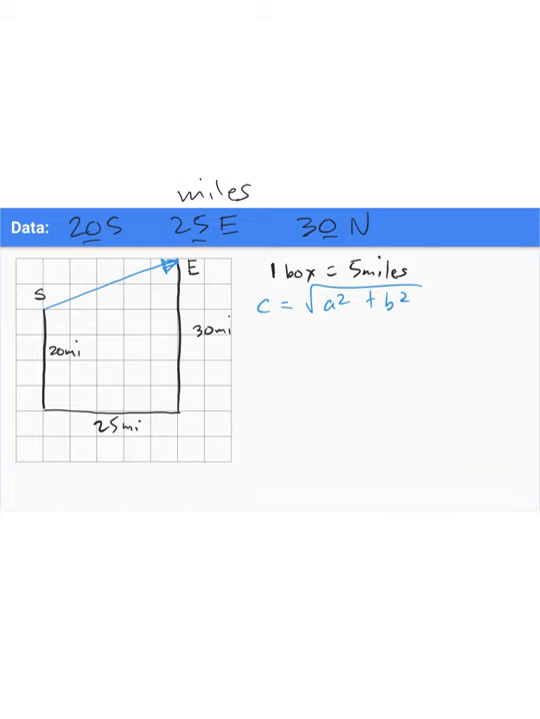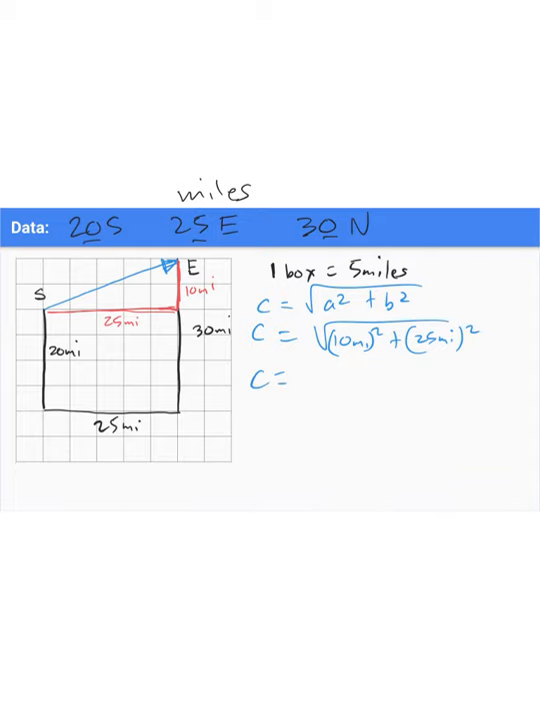Now we have to determine what is a and b. So let me grab a different color pen. So it looks like our triangle, and that blue line is those two red lines. This one has 2 boxes, so that's 10 miles. And this one has 5 boxes, which is 25 miles. So that will be our a square and our b square. So c equal the square root of 10 mile square plus 25 mile square.